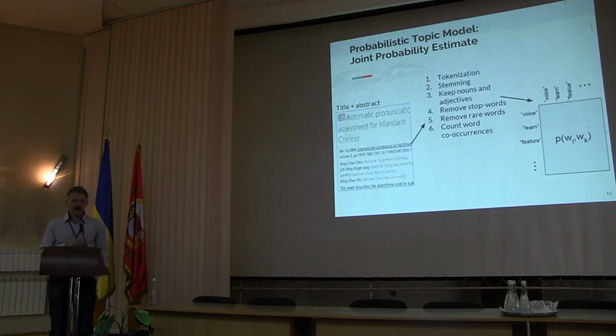And the workflow is very common. First we get scientific abstracts and titles, then we do some natural language processing to finish with counting word covariances.